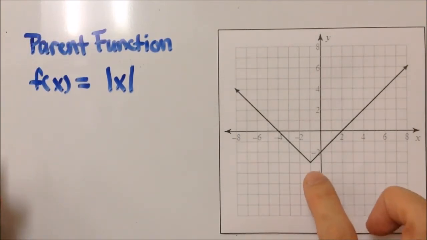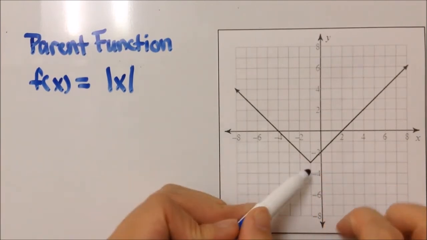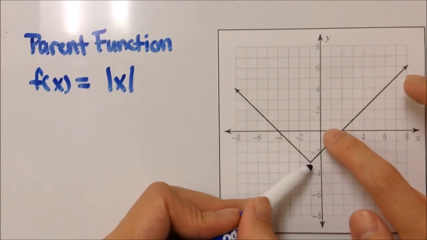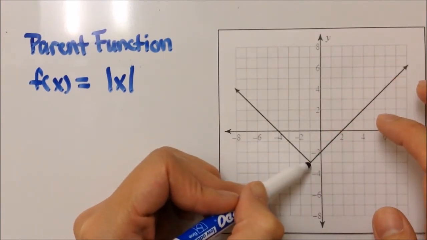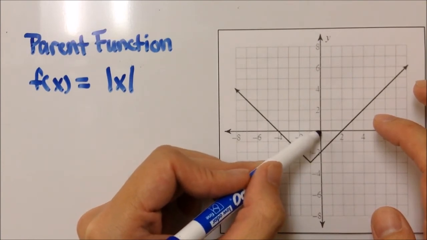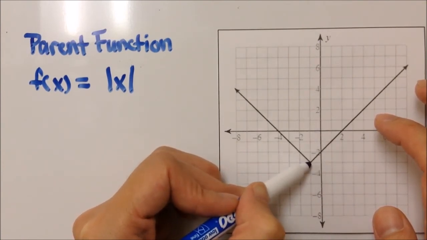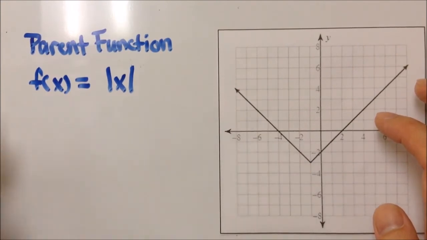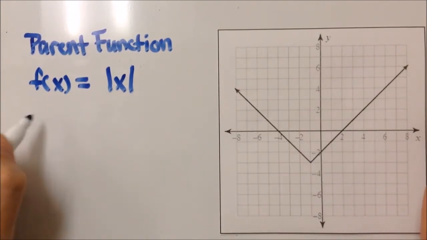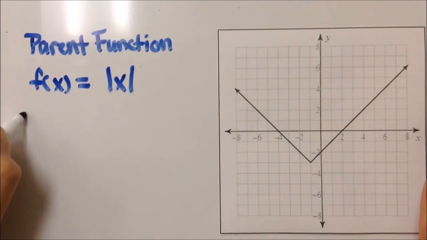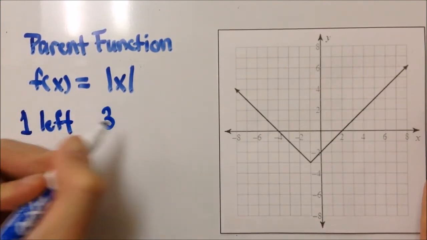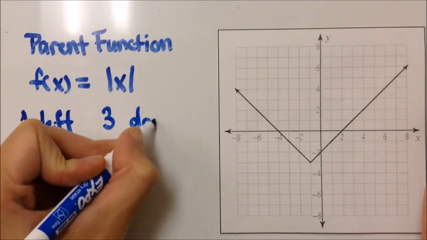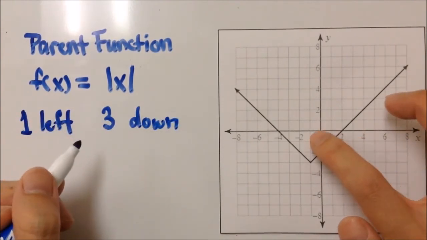So let's look at this one. This one has a vertex. If we compare it with the origin, we see that it moved 1 unit to the left and then 3 units down. You could say 3 units down and then 1 unit to the left. So let's write out the transformation. It's going to be 1 to the left and then 3 down. So 1 to the left and then 3 down.